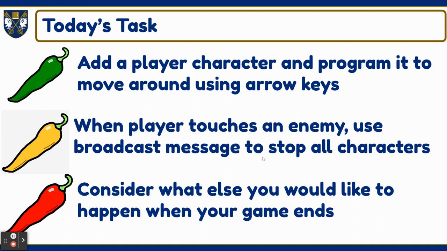Our Chili challenge today is to add our player character and program it to move around the screen using the arrow keys. When the players touch an enemy, for our yellow Chili challenge, we want to broadcast a message that stops all characters from moving. And for red Chili challenge, if you manage that, then I want you to consider what else you could do when your game ends. For example, you may want a message that pops up saying game over.